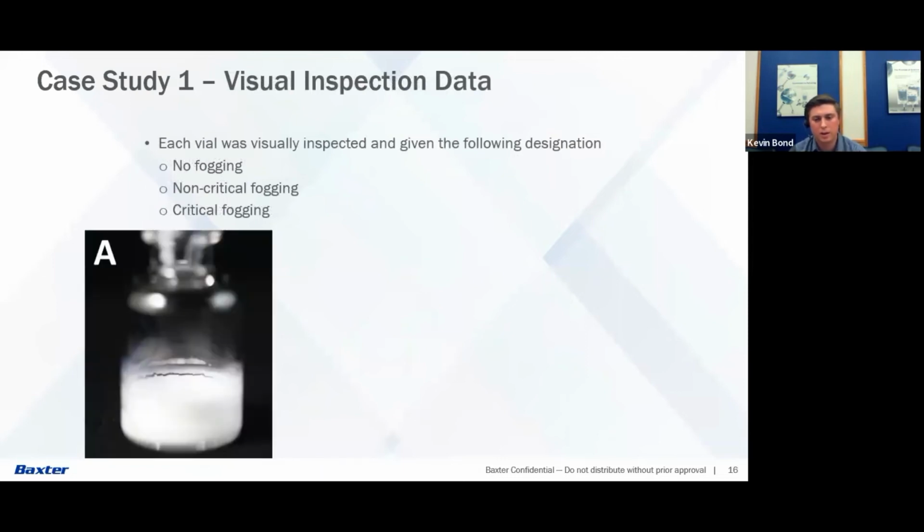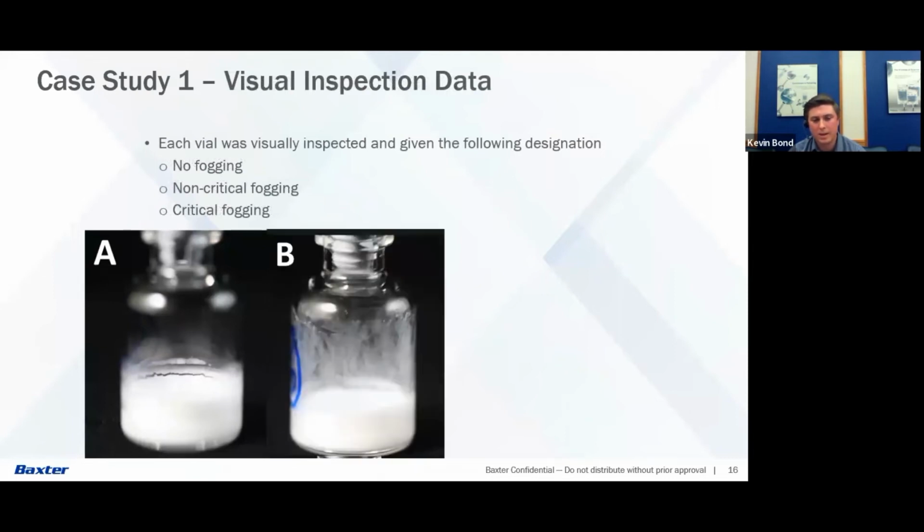So here is an example of what no fogging would look like. Here is an example of non-critical fogging. Even though fogging is surrounding almost the entire vial and might look really bad, the fogging does not extend up above that bend above the shoulder and up into that shoulder and neck area. So that is, in our book and by our definition, still considered non-critical fogging.